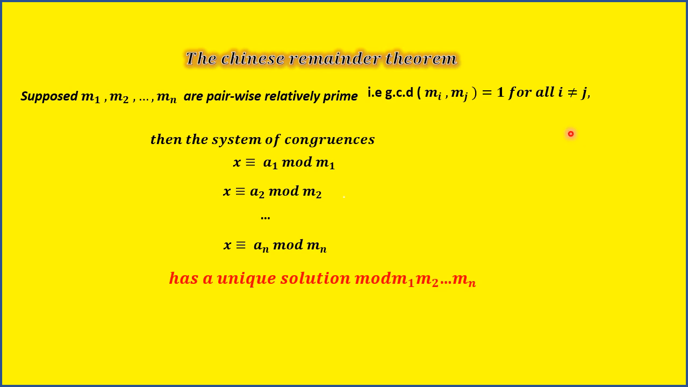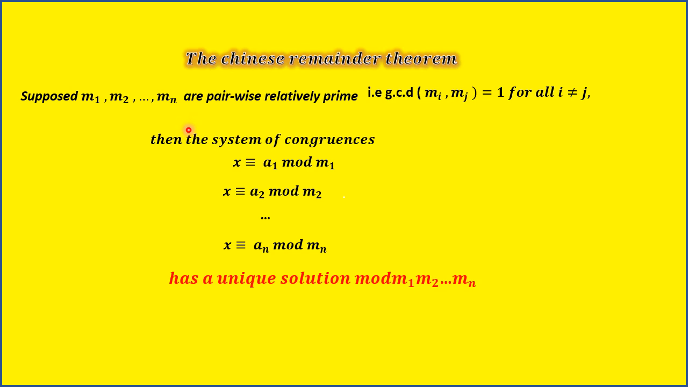The Chinese remainder theorem states that suppose m1, m2, all the way to mn are all pairwise relatively prime, that is, the greatest common divisor of mi and mj is equal to 1 for all i different from j. That is, if you pick any pair of these m's and look for the GCD, the greatest common divisor, you will find it to be 1. That is a condition.